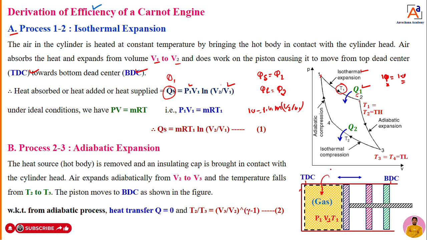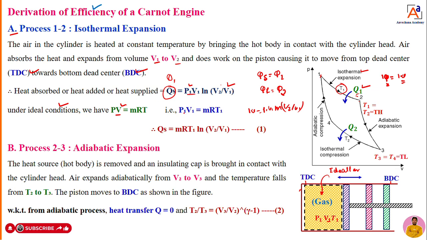Now, in this equation, what type of gas am I using? Ideal gas or perfect gas. If I'm using a perfect gas, that gas obeys the ideal gas law. What is that ideal gas equation? PV is equal to mRT. So this is the common equation that I'm going to modify as per my requirement.